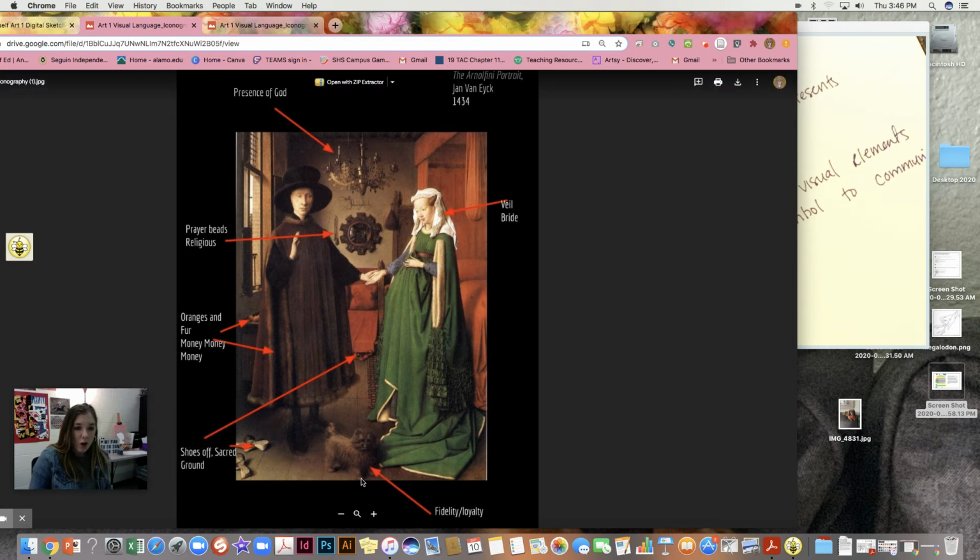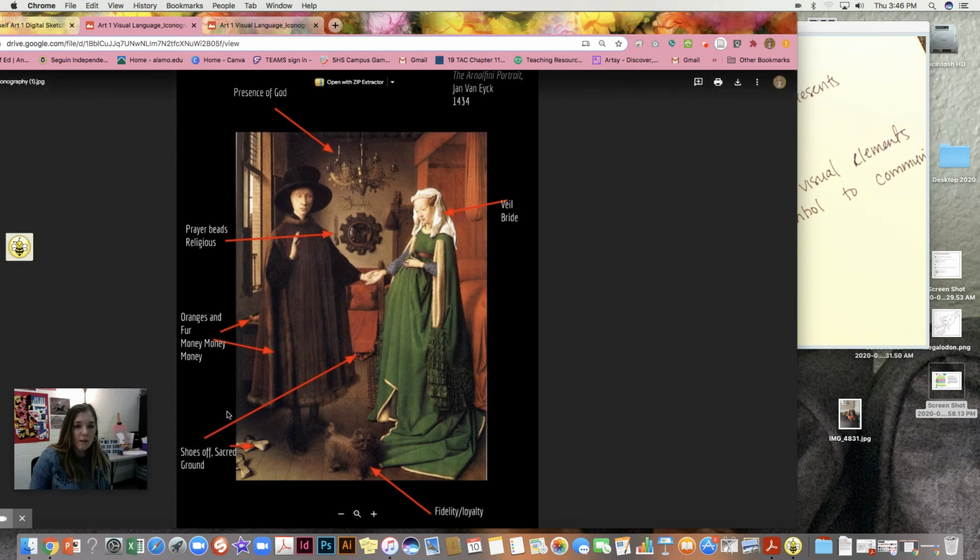Then we see a dog. Look at that cute little dog in the front. And dogs are usually symbols of loyalty, fidelity. That's where the name Fido comes from for a dog. And then finally, we see that the woman is wearing a veil. Okay, so she's a bride.